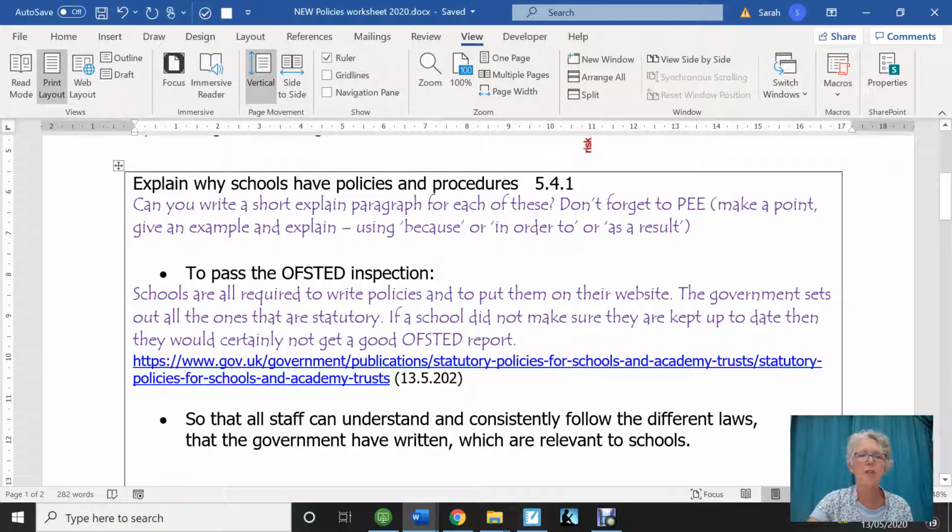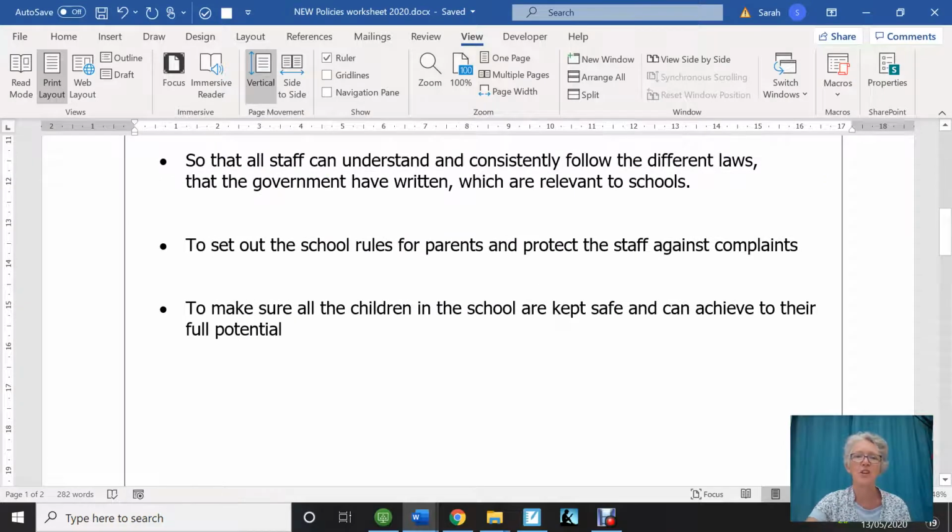Well, to start off with, it's a statutory requirement. That means you have to do it by law. And if you don't, you won't pass your Ofsted inspection. So I've written a very short paragraph for the first one for you. So you can leave this one here and then you only have to do the other 3.